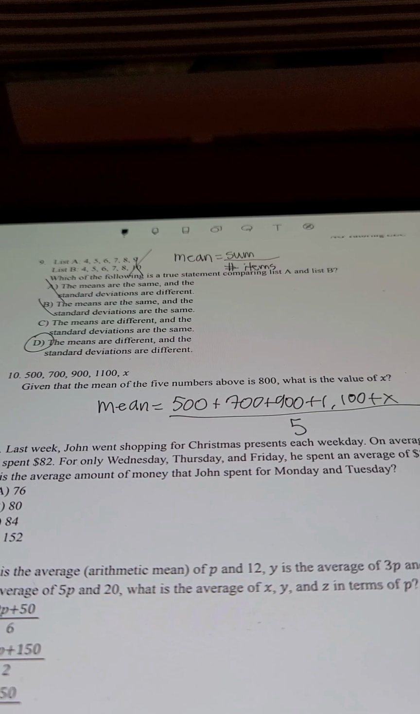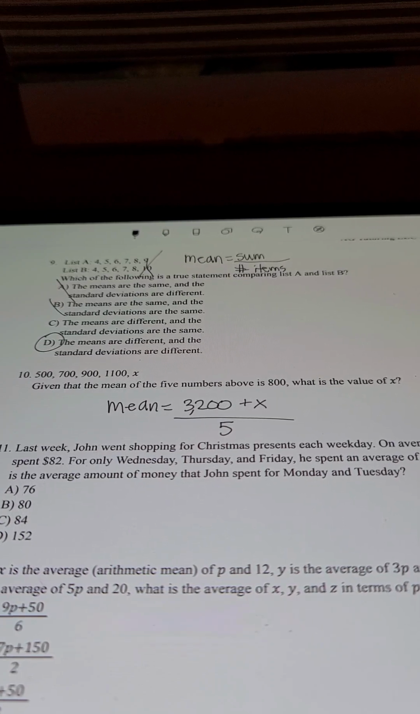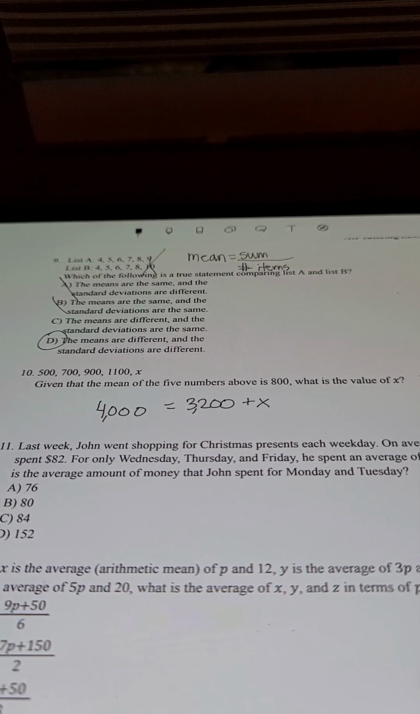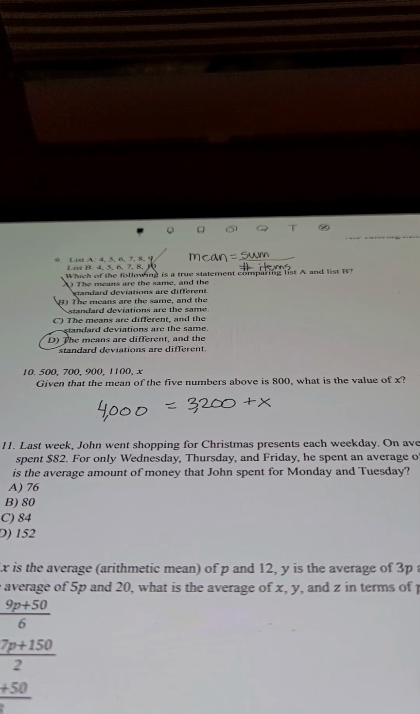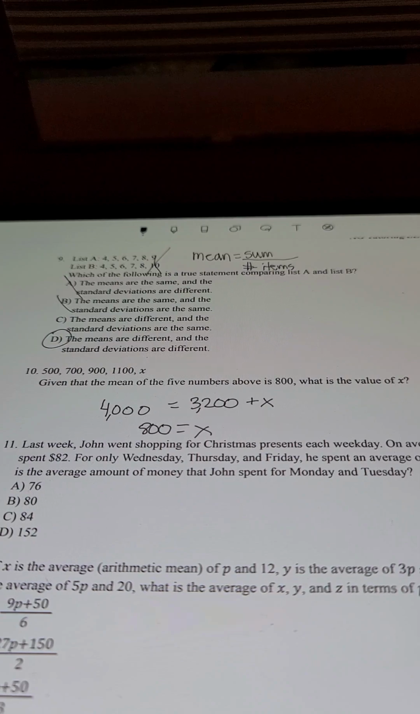So now let's combine our like terms on top. So this is what that would look like. Now we know what the mean is. We know it's 800, so let's replace the word mean with what the mean is, 800. And now let's multiply each side by 5. And we get this. And now let's subtract 3,200 from each side to get x by itself. And when we do that, we get that x is equal to 800.